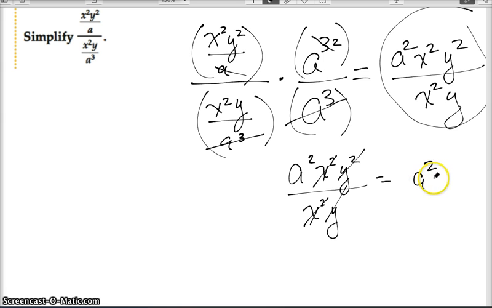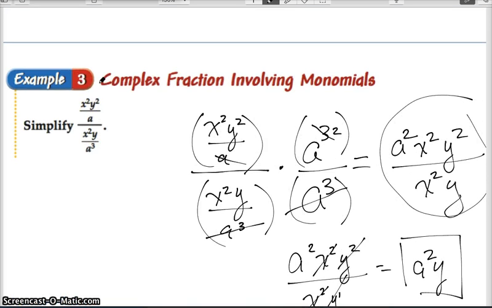No, we don't. We end up with a squared y because this is just 1 and that's a 2. Thank you for being patient with me. So we end up with a squared y. Let's look back over here and see how we could have handled this.